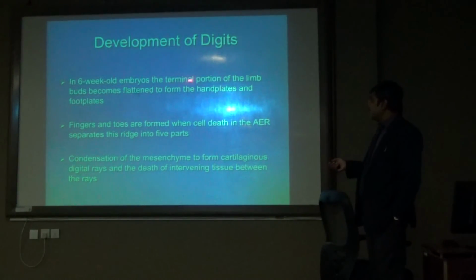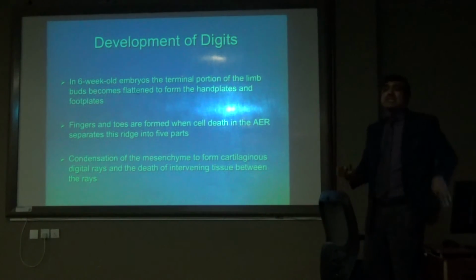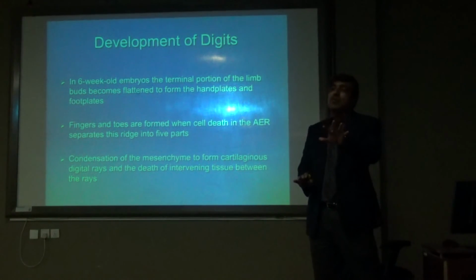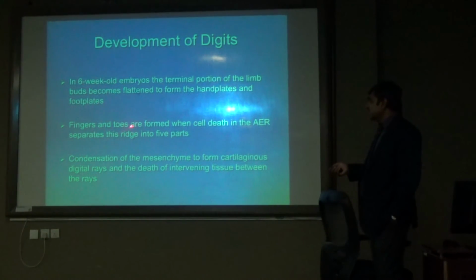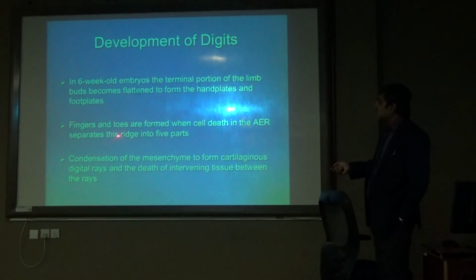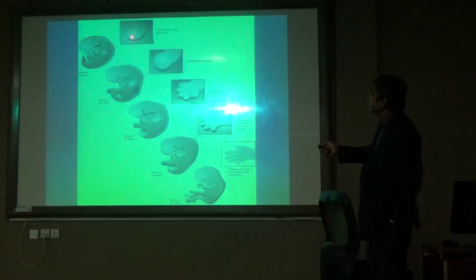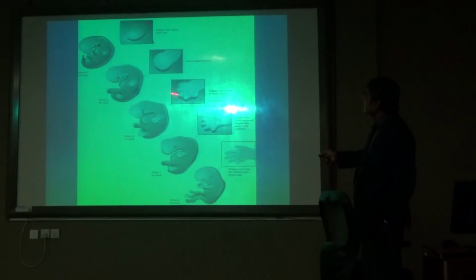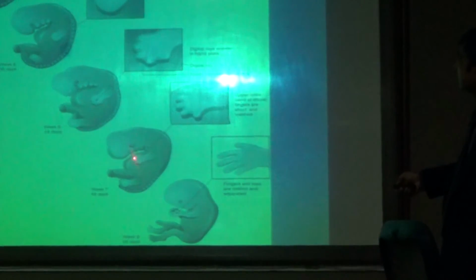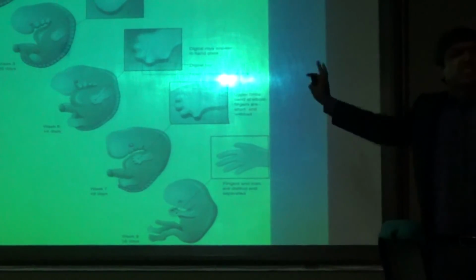In 6-week-old embryos, the terminal portion of the limb buds becomes flattened to form the hand plates and foot plates. Initially, the plates are formed. Digits are not formed. Fingers and toes are formed when cell death in the ectodermal ridge separates the ridge into 5 parts: condensation of the mesenchyme forms cartilaginous digital rays, and the intervening tissue between the rays dies. This picture explains everything.